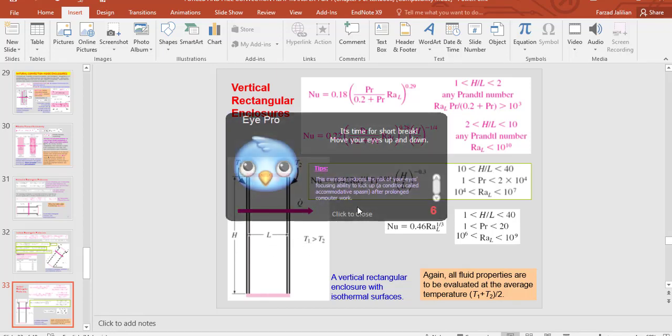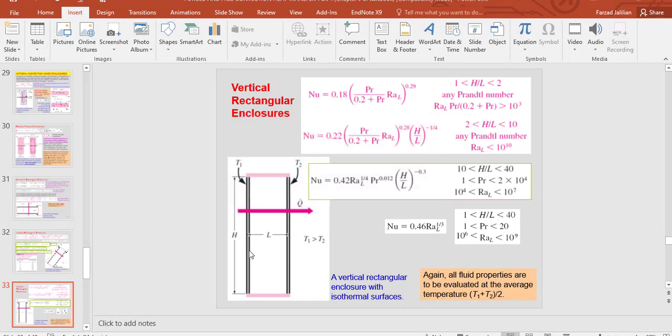Again, the distance between two surfaces with different temperature is L, and normal to that L we have H, and also T1 is higher than T2. So we will have a convection heat transfer in this direction. How can we calculate that? By Newton's law of cooling, but we need to know the h. To find the h, we should use the Nusselt number.